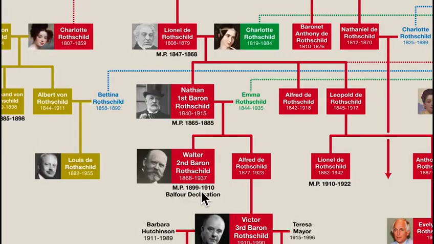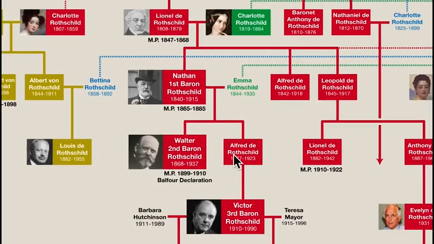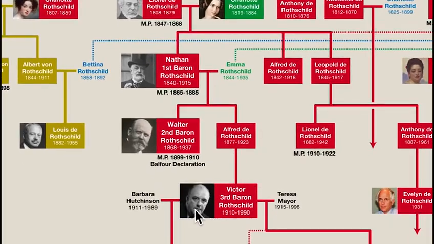However, not all of the Rothschilds were Zionists. This cousin here, who also served as an MP, was actually against the creation of a Jewish state, and he created the League of British Jews to oppose it. But back to Walter. Walter had no legitimate children, so the next Baron Rothschild was his nephew, Victor.